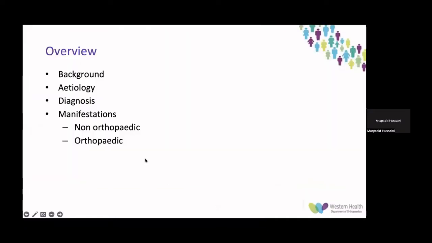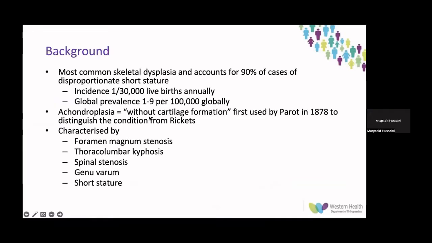By way of overview, I'm just going to be talking about the background, etiology and diagnosis, and then the manifestations, both non-orthopedic and orthopedic. So achondroplasia is the most common skeletal dysplasia and accounts for 90% of cases of disproportionate short stature. There's an incidence of 1 in 30,000 live births annually and a global prevalence of between 1 in 9 cases per 100,000 globally.